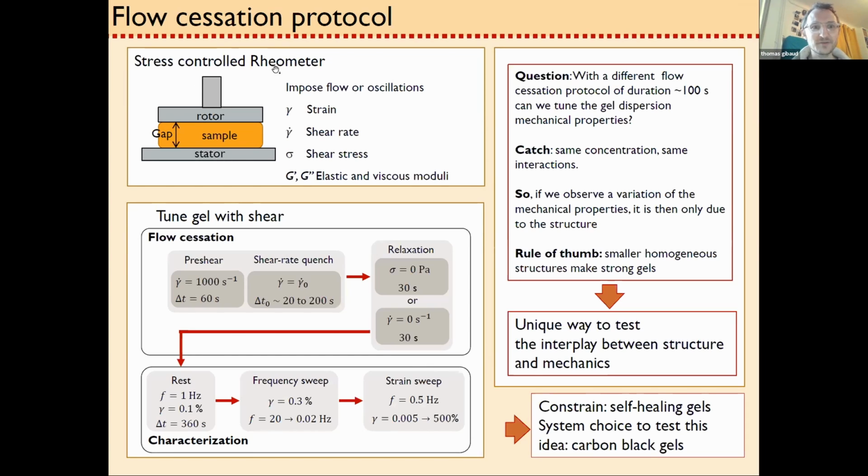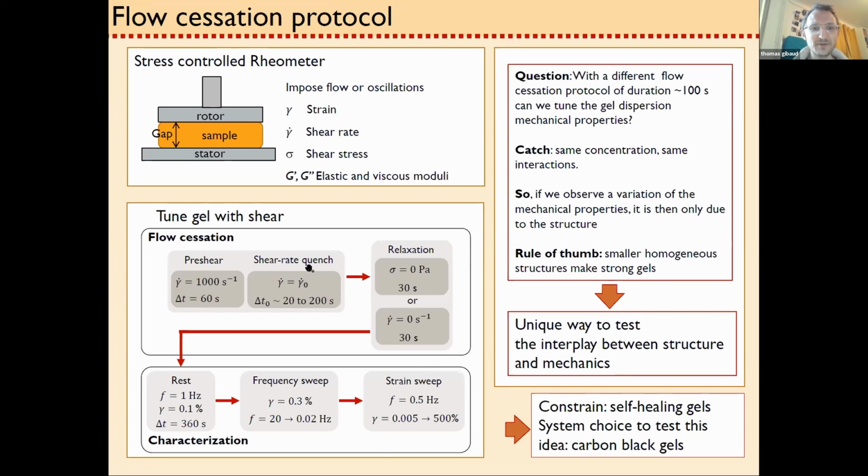So I use a stress control rheometer. So let me remind you, there is a rotor, a stator, a gap. In between, we put the sample, and we can impose some strain, some shear rate, some stress, and measure the elastic and viscoelastic modulus of the sample. And so I load my sample, and then I do the following. So I do first a pre-shear of 1000 second -1, and that's basically to fluidize my sample, erase any history, and that's basically the start over button.